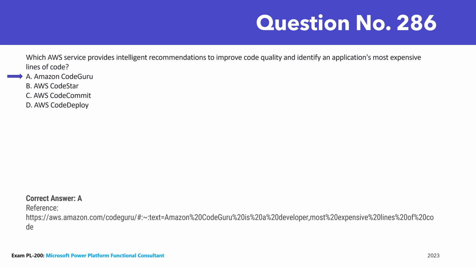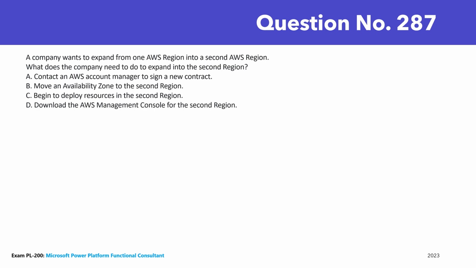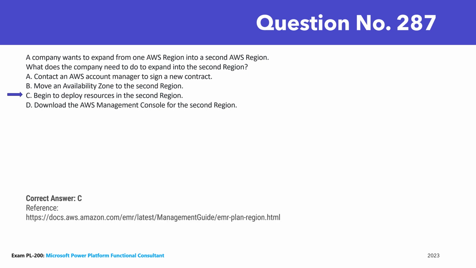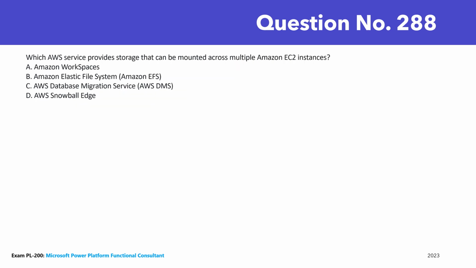A company wants to expand from one AWS region into a second AWS region. What does the company need to do to expand into the second region? A. Contact an AWS account manager to sign a new contract. B. Move an availability zone to the second region. C. Begin to deploy resources in the second region. D. Download the AWS Management Console for the second region. Correct answer, C.